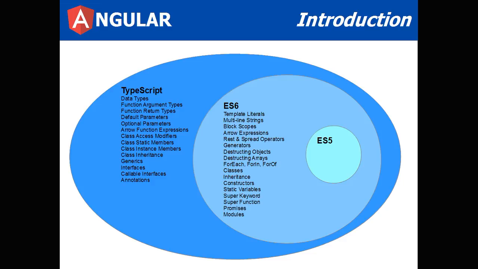For each, for in, for of, you have the capability of iterating through these objects in different ways. Take a look at that. And of course you have classes, inheritance, constructors, static variables. You have a super keyword, super function. So that gives you your object-oriented capability, your way to reuse existing classes, define constructors.